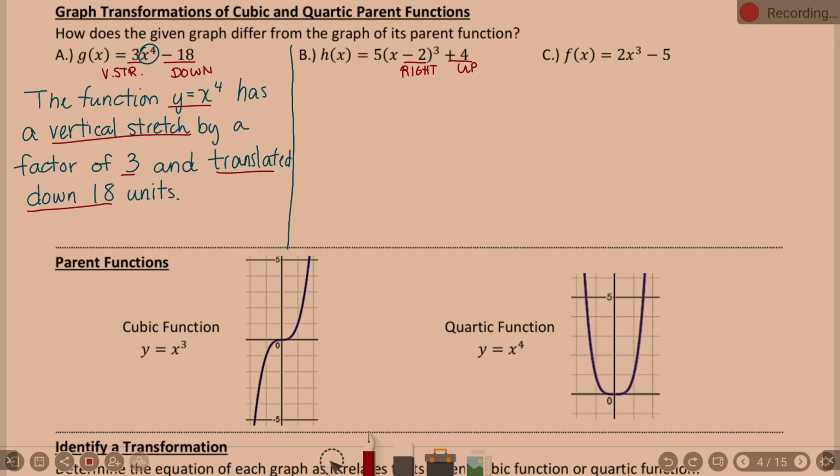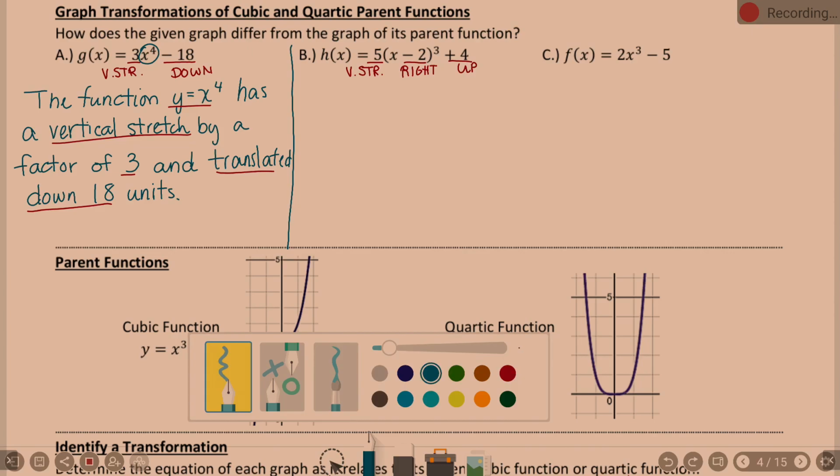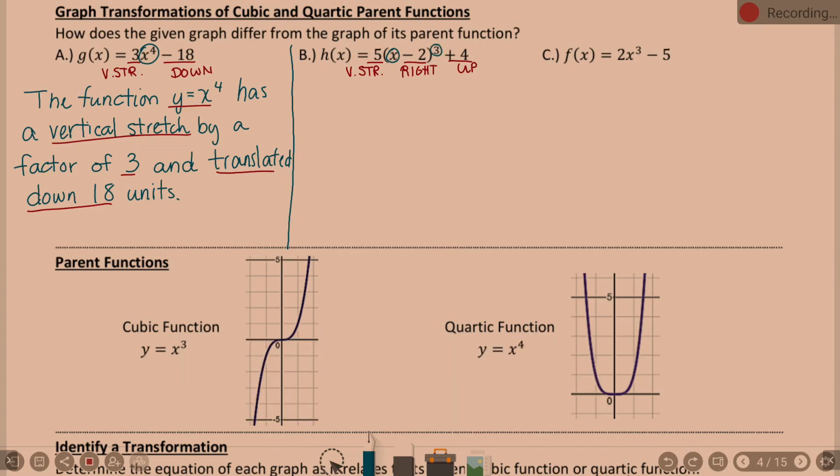What about the 5 out front? Vertical stretch. Like the last one, when it's multiplied out front, it's a vertical stretch or compression. In this case, it's bigger than 1, so it's a stretch. And what function is this being done on? X to the what? Third, yes? So your parent function is x to the third. So I'm going to say the function y equals x to the third is vertically stretched by a factor of 5 and translated right 2 and up 4 units.